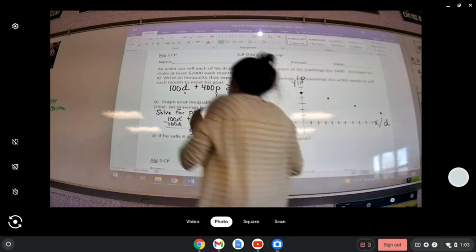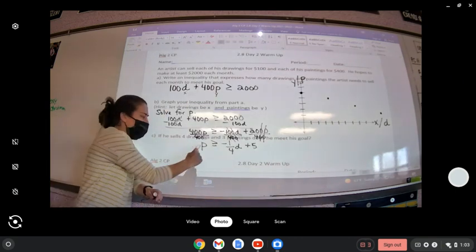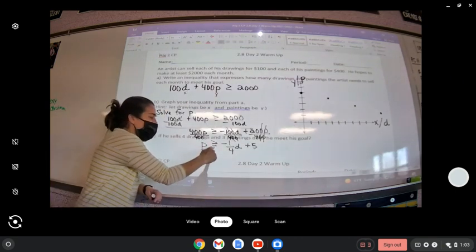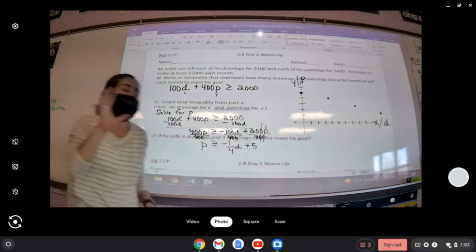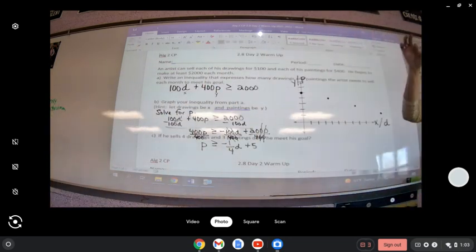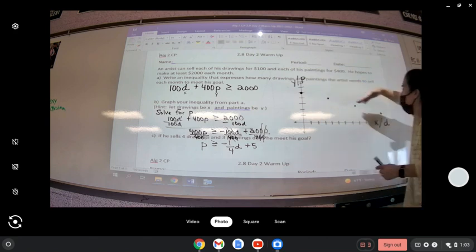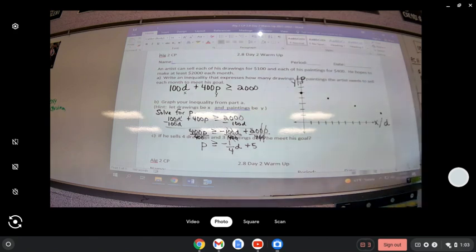All right, now, do we want a solid or dashed line? If we want P to be greater than or equal to the points on that line, solid, right? That means that the points on the line are going to be included as answers. So those drawing and painting combinations that fall on this line, they count as answers. That's where he will actually make $2,000. If it lands on the line, it will equal $2,000. If it lands above or below is where he'll make less or more than $2,000.